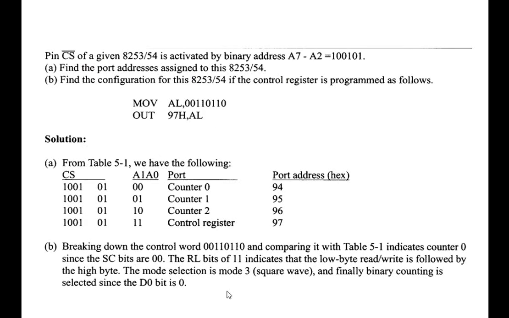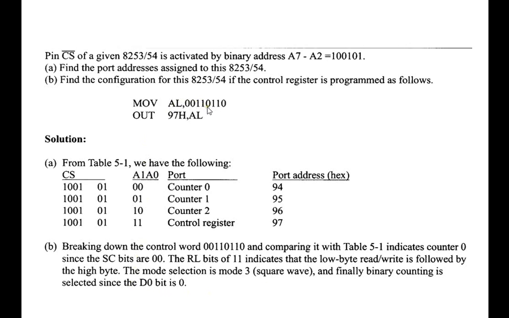Now moving on, compare with table 5.1. It indicates the counter is 0, since the select counter is 00. Here we can see that the select counter is 0, so the counter is obviously 0. Then the read write logic is 1 1. That means the lower byte first, then the most significant byte.